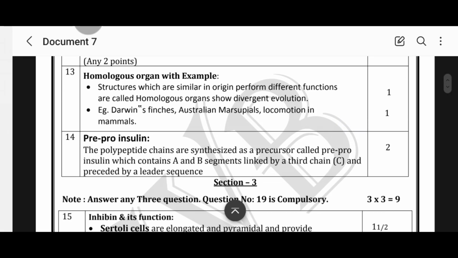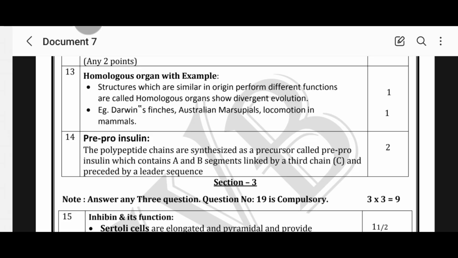Next, question number 14, pre-pro insulin. This question is taken from chapter 9. But this is not an interior question, because we have the book back question on recombinant insulin. The recombinant insulin answer is itself there, and this answer is present there.